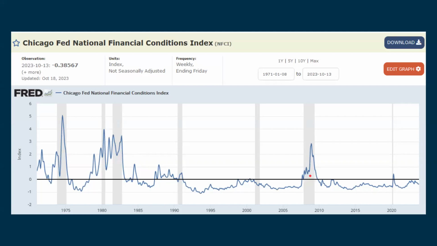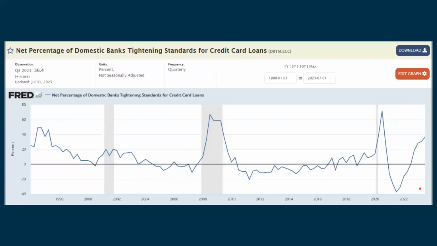Looking at the latest reading of the Chicago National Financial Conditions Index, we get concerned when we go above the black line. We're actually going down right now. And some of these next charts haven't been updated for a while. This is as of the end of July.